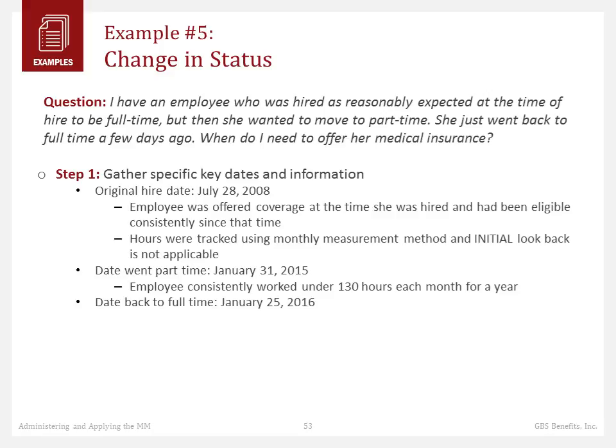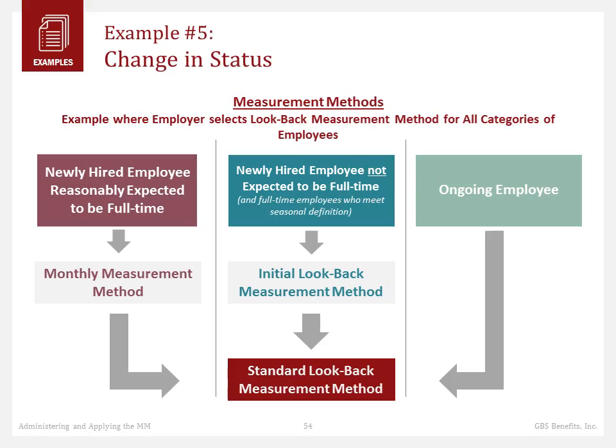The original hire date for this particular employee was July 28, 2008. The employee was offered coverage at the time she was hired and has been eligible consistently ever since then. Hours were tracked back then using the monthly measurement method, and initial look back is not applicable in this case, of course. And the date she went part-time was January 31st, 2015, and the employee consistently worked under 130 hours each month for a year, so she truly was part-time, and then went back to full-time January 25th, 2016.